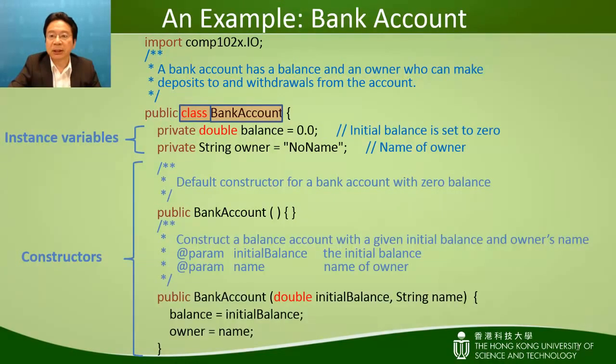The second constructor takes 2 parameters. The first one, initialBalance, is of double type, and the second, name, is of string type. This second constructor will change the balance of the bank account to the value given by initialBalance. This is like when a new account is set up, the initial amount will be deposited into the account. The account is also given the owner's name as specified by the second parameter.